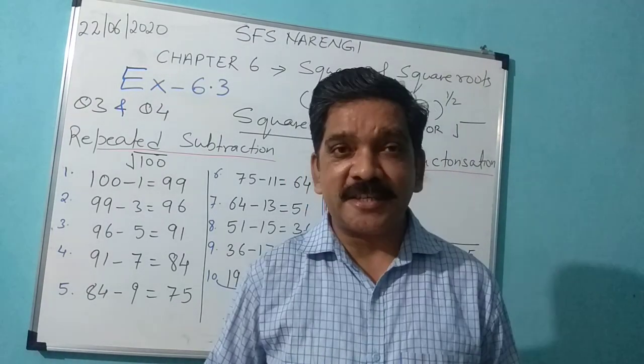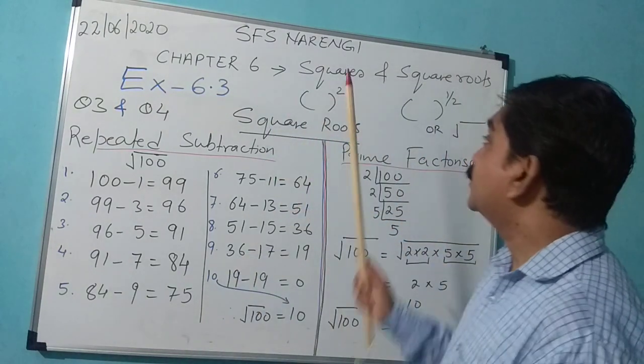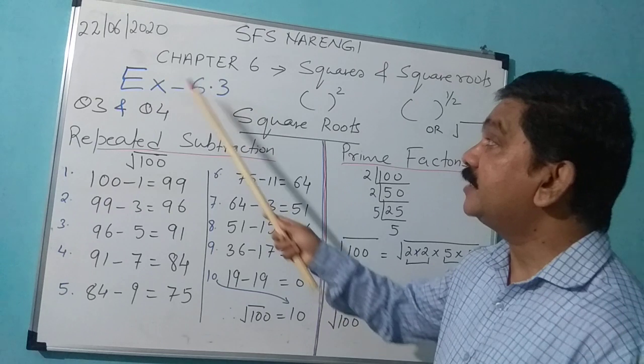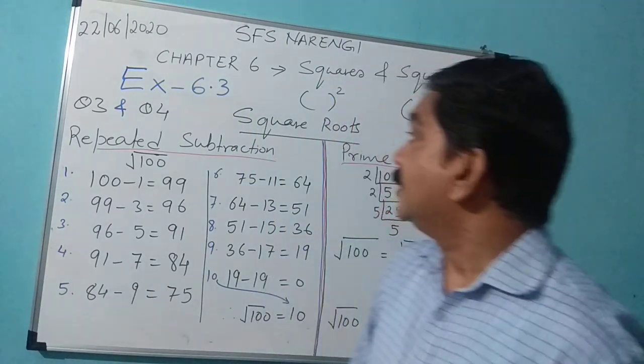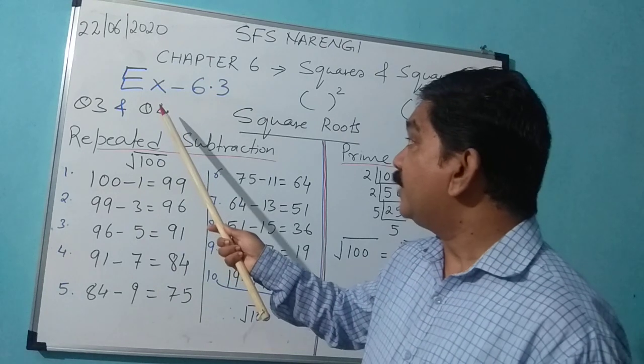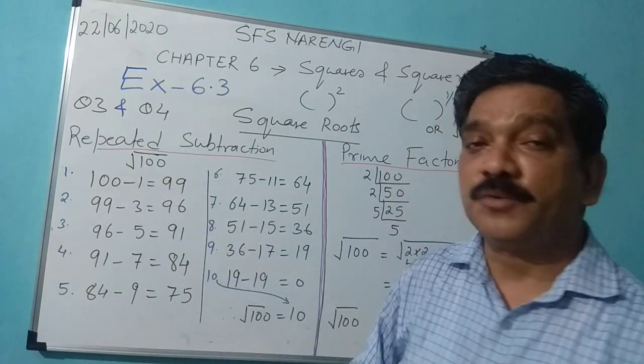So once again we are here with the same topic, and the topic is squares and square roots. That is given in chapter 6. Today we will deal with exercise 6.3, question number 3 and question number 4.